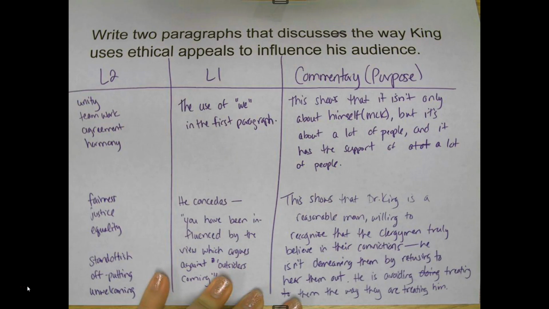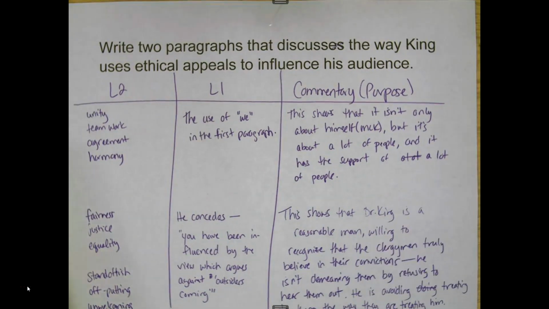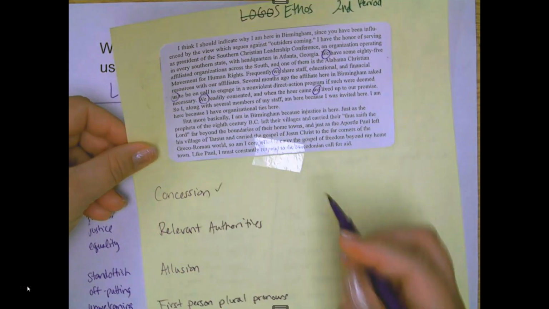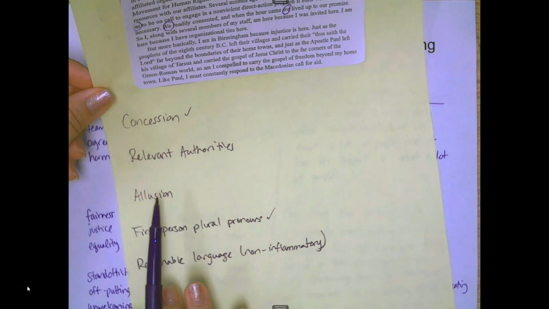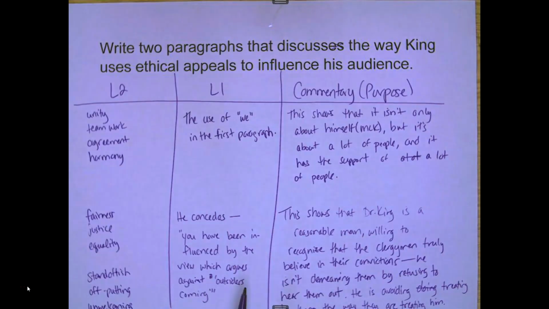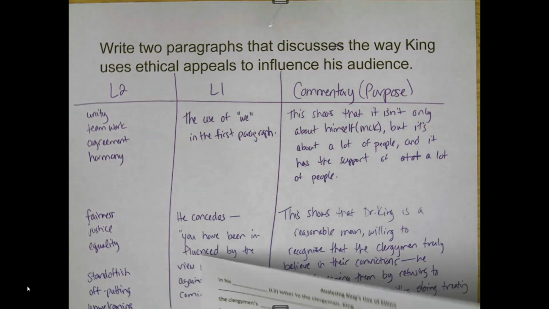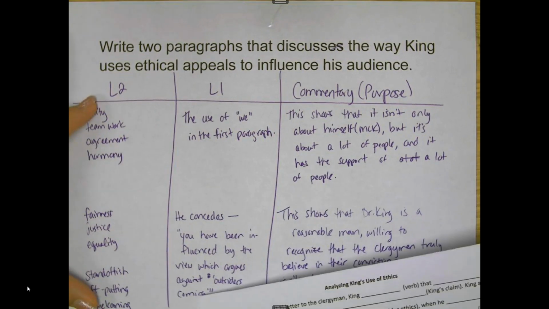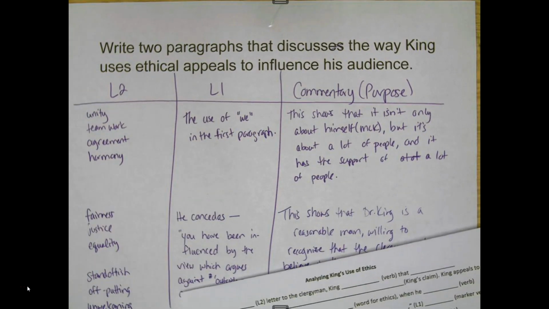All right. Okay. So I did one. Again, if you're going to use this for your first paragraph, I'm okay with that. But you'll need to do two more. So you will need to do, I did concession and I did first person plural pronouns. You will want to do either relevant authorities, allusion, or reasonable language. You'll want to do two of them, and you can choose. If you want to stop now and continue doing this while you're thinking about that, do so. I'm going to move on to the paragraph. So this will make one paragraph. Your next two will make your second paragraph.